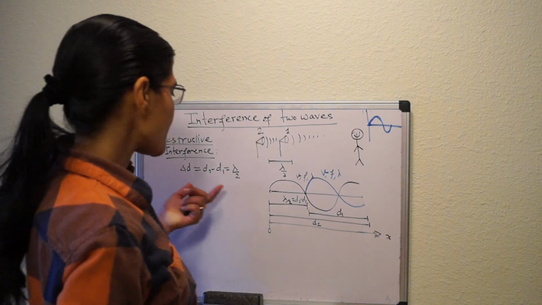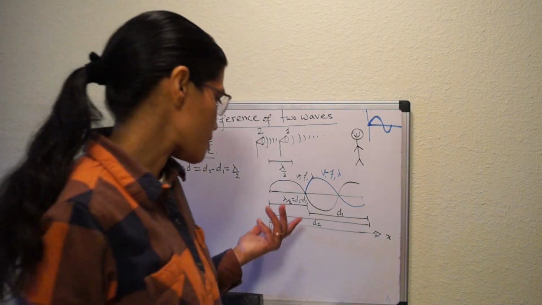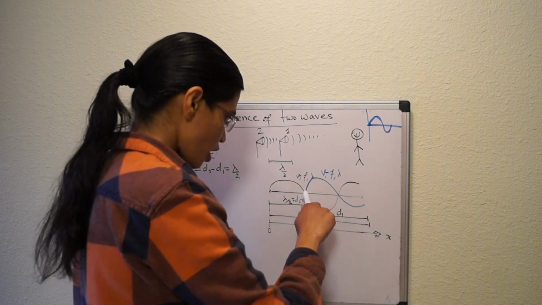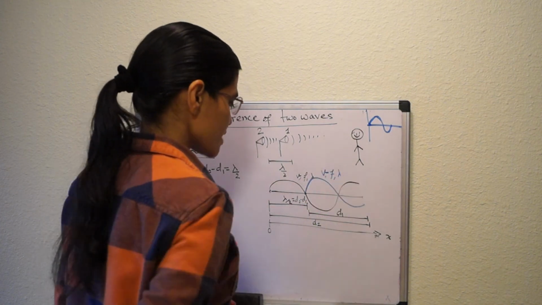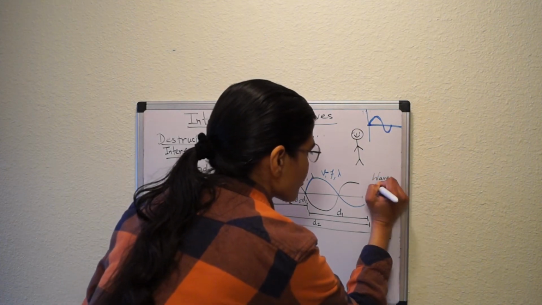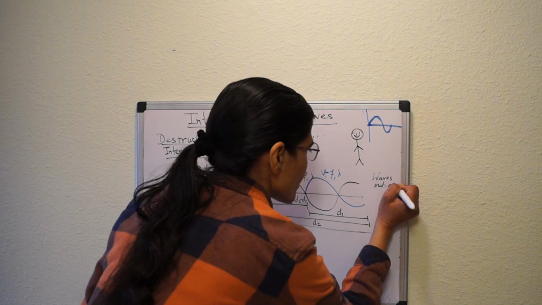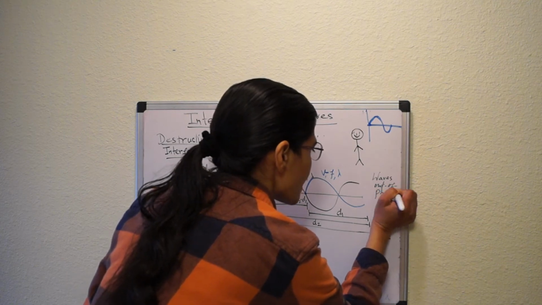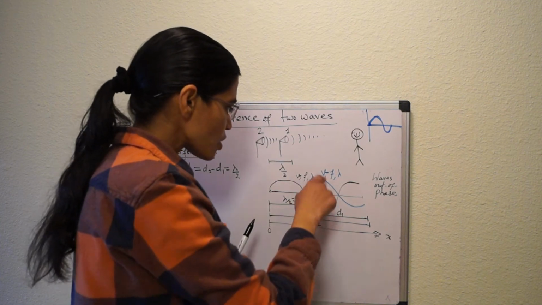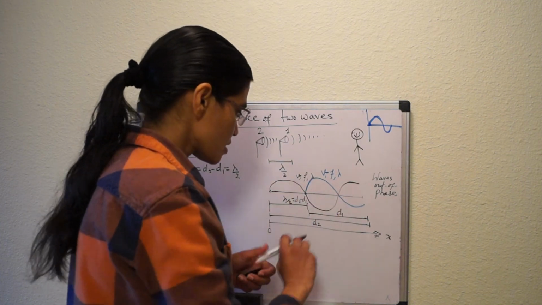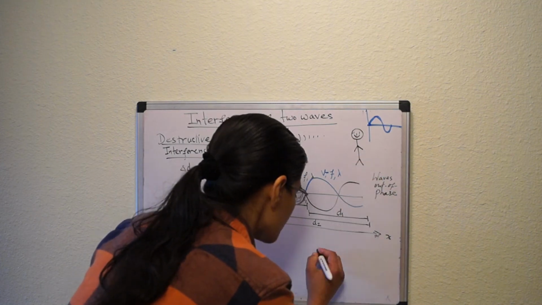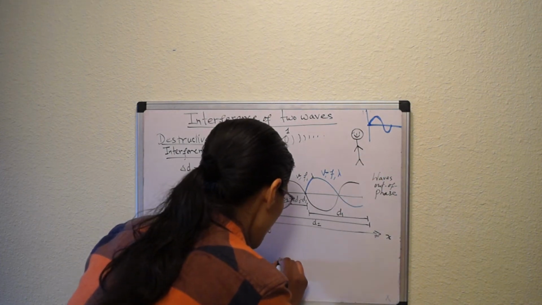So why am I even calling it destructive? See guys, one wave is just going like this, and this other wave is going like this. These two waves are out of phase, meaning they are not marching together, they are actually opposite of each other. So what happens is, look at this. If I were to draw, by the time the wave reaches you, you will get something like this.